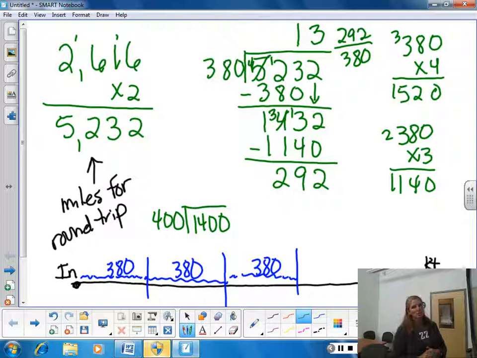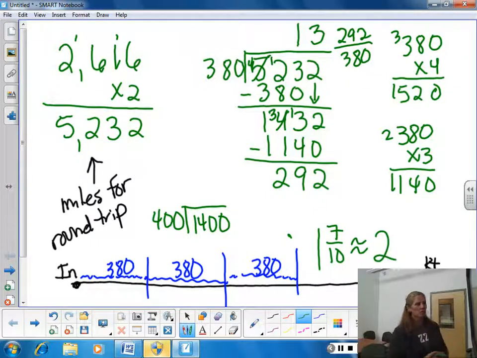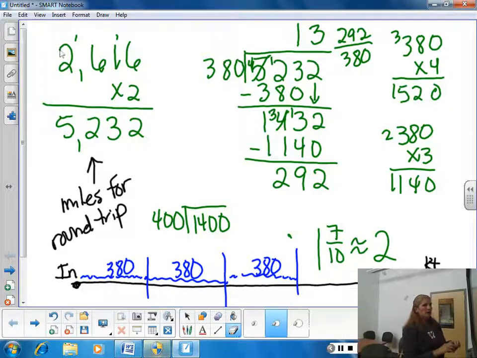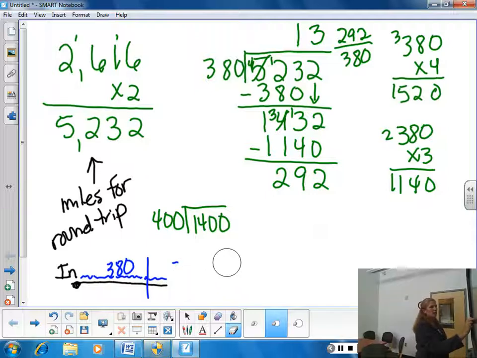So in the problem, it says round your answer to the nearest whole number. This 292 is more than half of 380. So we would round up to 14. So for instance, if I had 1 and 7/10, I would say, well, 7 is more than half of 10. So this would be approximately, remember the approximate sign I talked about? We would round up to about 2. So when you're rounding a fraction, what you're asking is, is my number more than a half or less than a half? And if it's more than a half, then you round up.